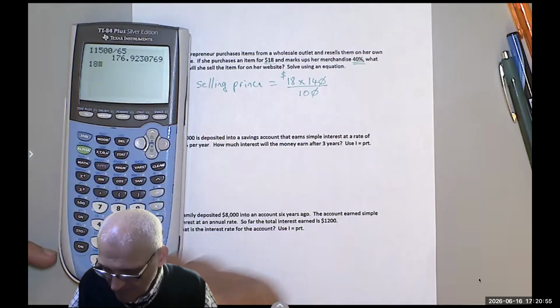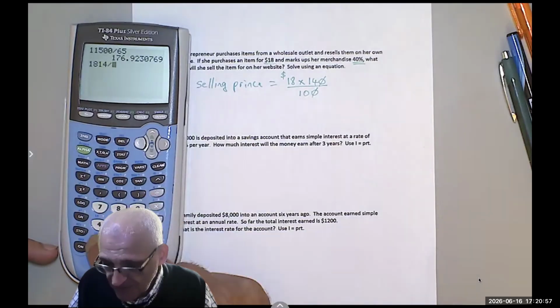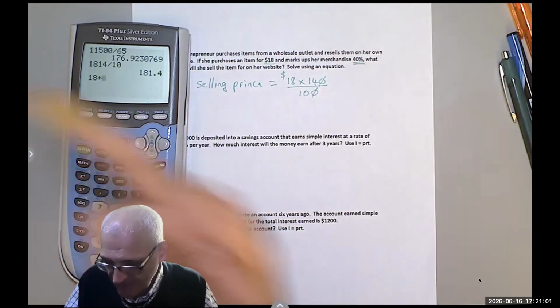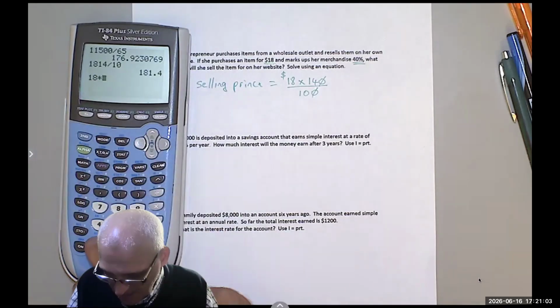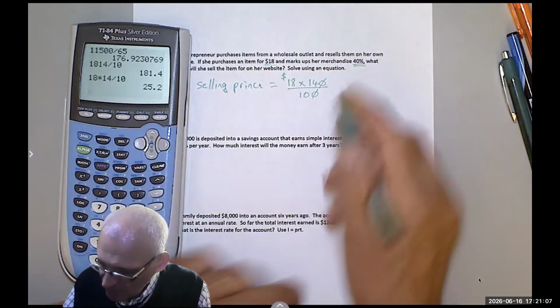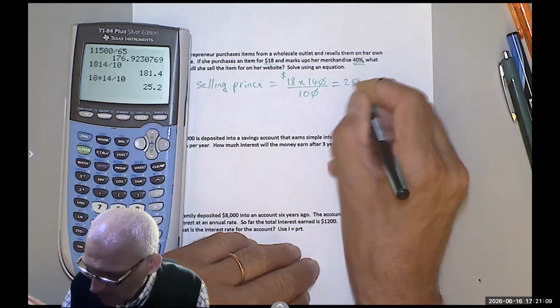18 times 14 over 10. Oops, I'm sorry. I'm having the Band-Aid. Sometimes it doesn't click properly. So 25.2, like we said, dollars.